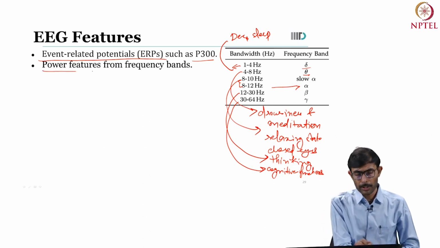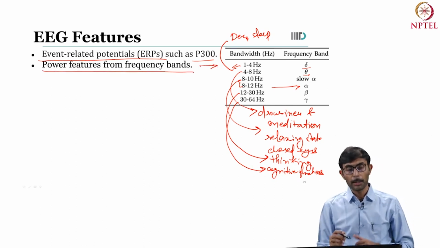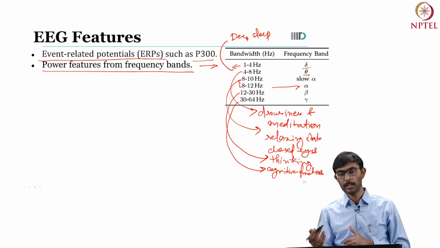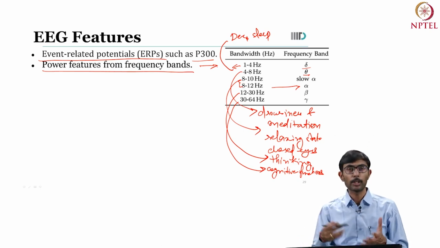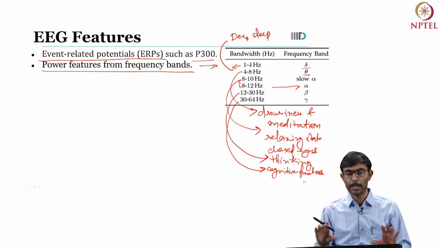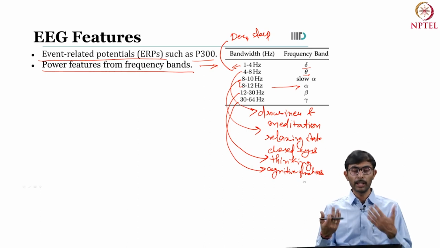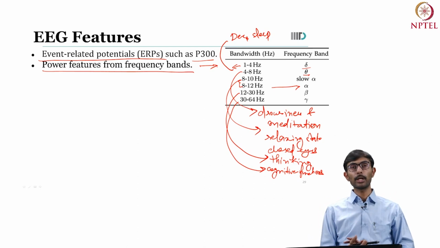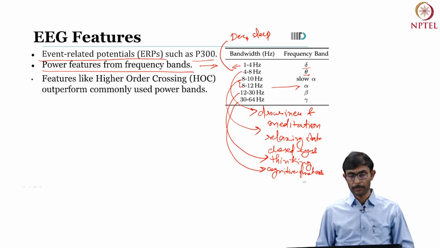Similarly, as I was suggesting, you can definitely use the power features from the different frequency bands. You already know that there are different frequency bands for the EEG signal, and within those different frequency bands you can simply calculate the power, and then using those powers you can understand what exactly is happening in that particular region, right? So that is the power feature from the different frequency bands.